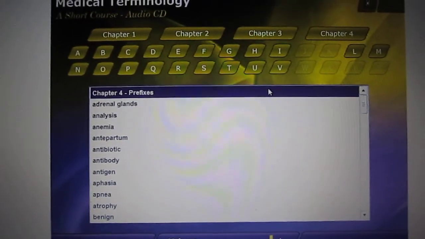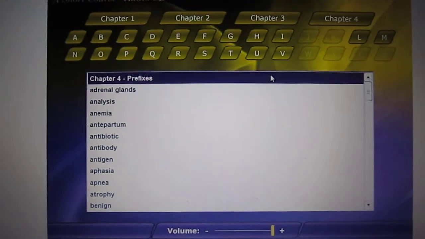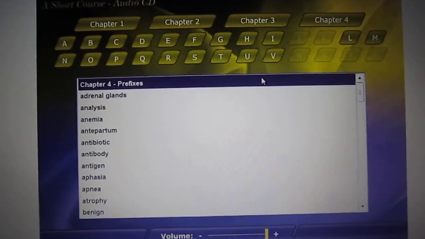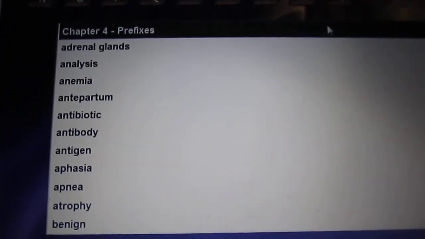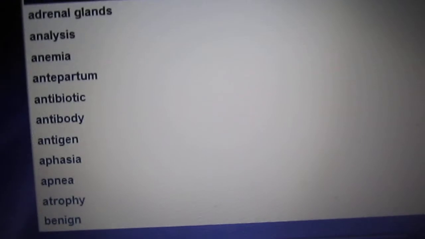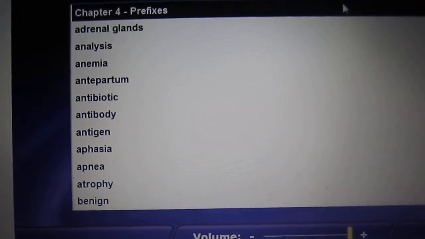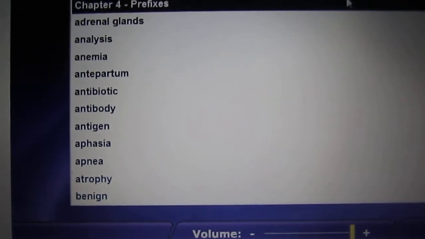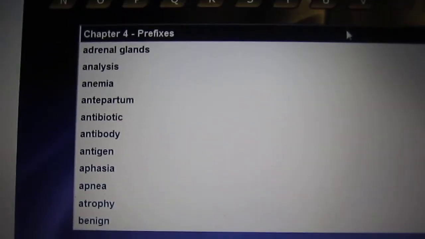Chapter 4, Prefixes. This chapter concentrates on the most common prefixes and reviews other prefixes you have learned in earlier chapters. I find the study of prefixes potentially confusing, as there are many prefixes with similar meanings. Again, as with the study of suffixes, your job is to recognize and identify the meaning of each prefix as it is found in any particular medical term.